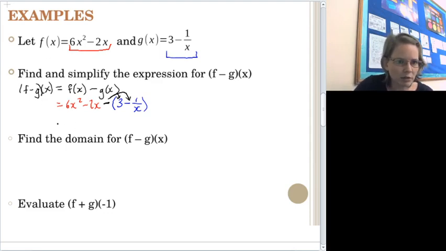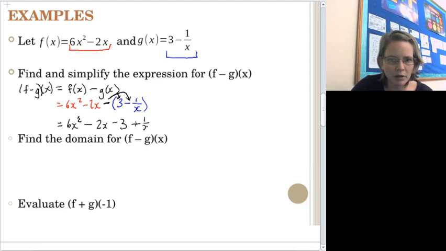So that leaves us with a final answer. So a 6x squared minus 2x minus 3 plus 1 over x. And that's it. That's as simple as it gets. Nothing else to do with it. So if you need to pause your video here, copy down the example, and then we'll try the next, or we'll go on to the next part.